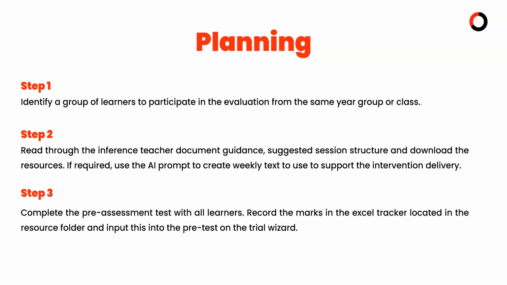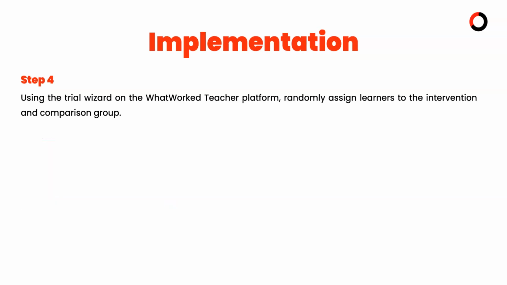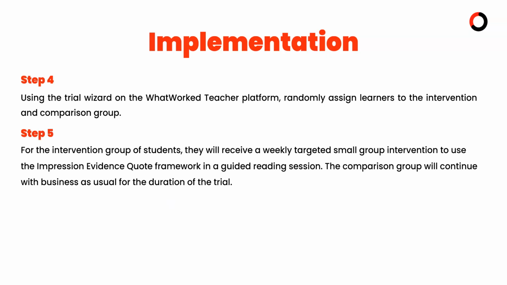Step 3. Complete the pre-assessment test with all learners. Record the marks in the Excel tracker located in the resource folder and input this into the pre-test on the trial wizard. So moving on to Step 4. Using the trial wizard on the What Worked Teachers platform, you will randomly assign learners to the intervention and comparison group.